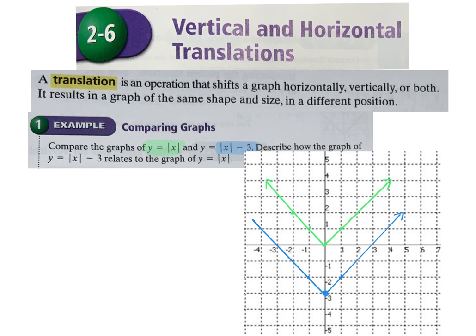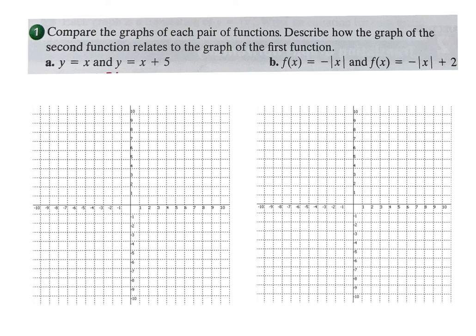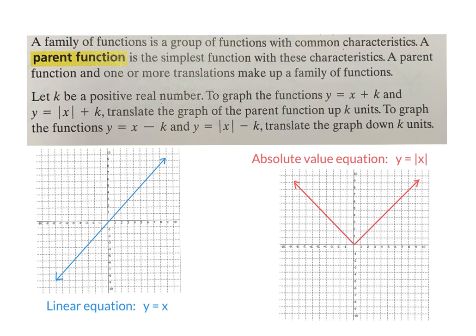And so when you do vertical and horizontal translations, they're just taking that parent function and moving it around the graph. And they give us some examples here. If you go to example 2, we have two different types of parent functions here.